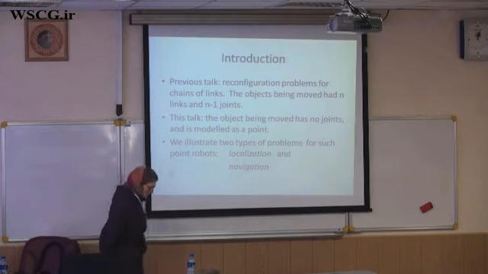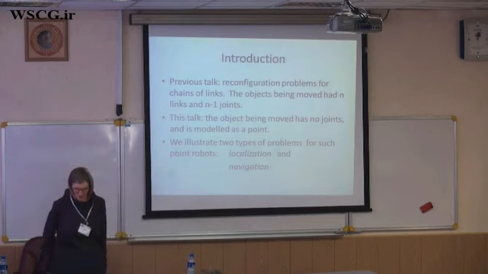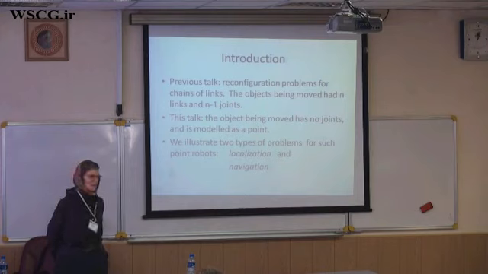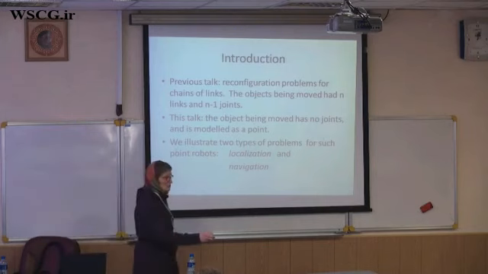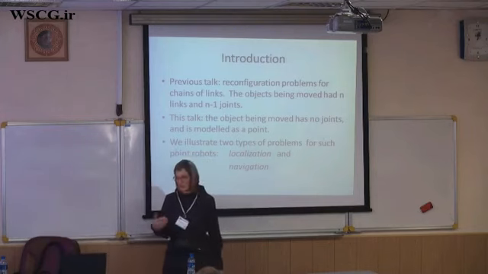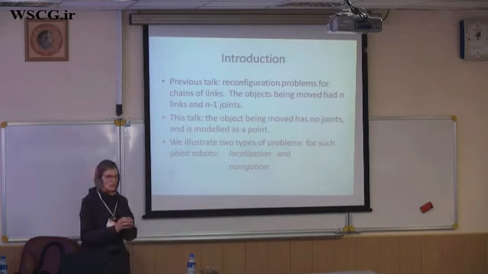That was last time. This time, I'm going to change the model entirely, and we're going to look at robots that are modeled as a point. So they don't have any joints, just a point. And we're trying to move this point around. So in a practical setting, the point could be viewed as a reference point on some robot, and we're specifying how to move the reference point around.